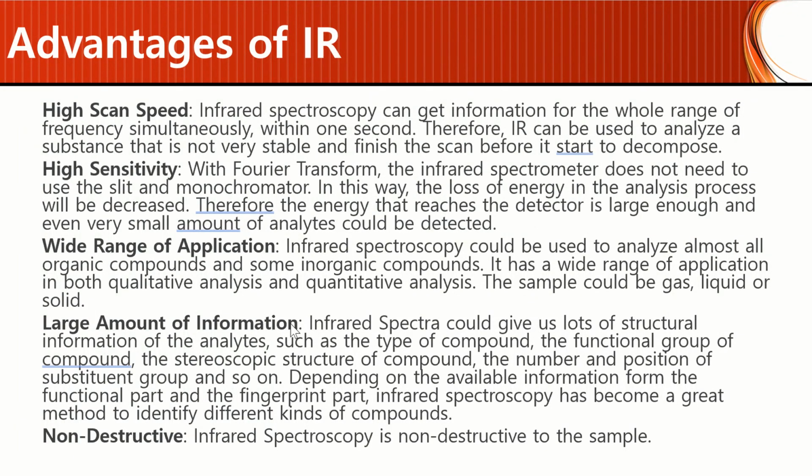Large amount of information. So IR spectra could give us lots of structural information of the analyte, such as the type of bond, the functional group of the bond, the stereoscopic structure of the compound, even though we haven't looked at that, the number and position of substituent group, and so on. Depending on the available information for the functional part and the fingerprint part, IR spectroscopy has become a great method to identify different kinds of compounds.